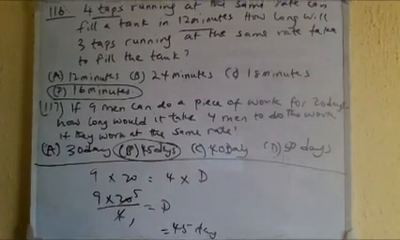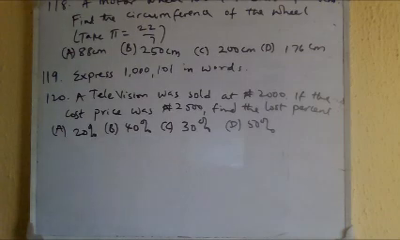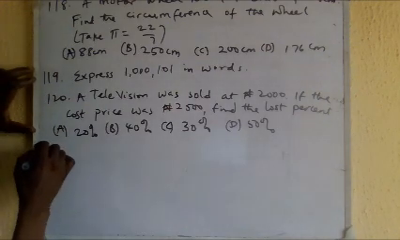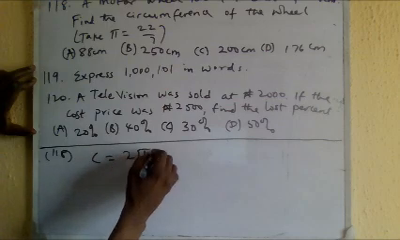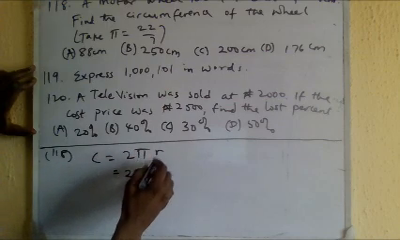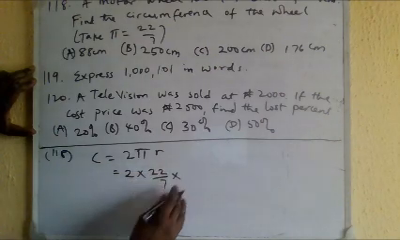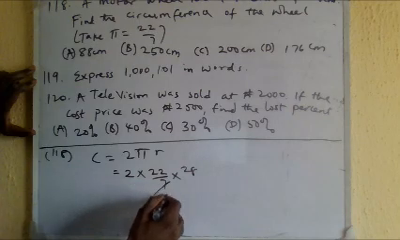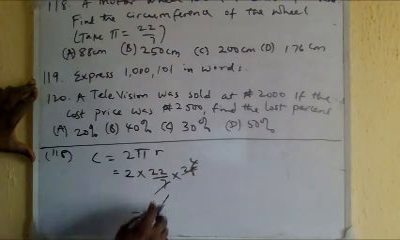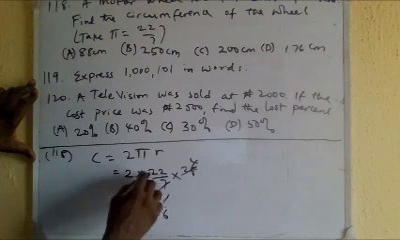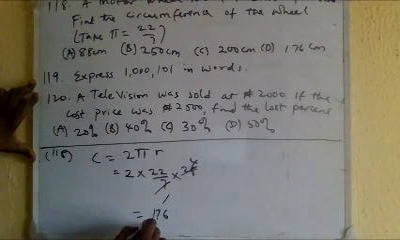Okay, so number 118, it says a motor wheel has a radius of 28 cm. Find the circumference of the wheel. So 118, what's the circumference formula? 2 pi r. So I have 2 times pi, which is given as 22 over 7, times radius 28. 7 here 1, 7 here 4. So I have 4 times 2 is 8. 8 times 22: 8 times 2 is 16, carry 1. 8 times 2 is 16 plus 1, 17. That's 176 cm. Answer is D.